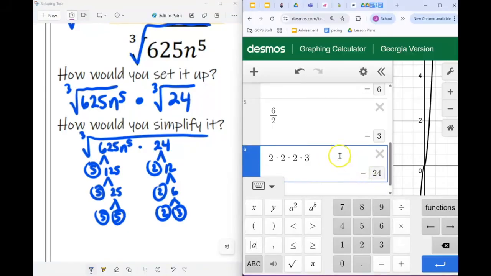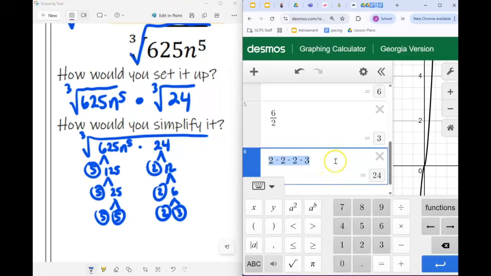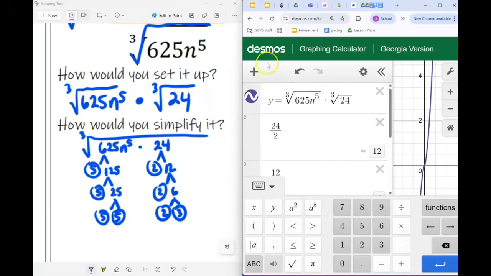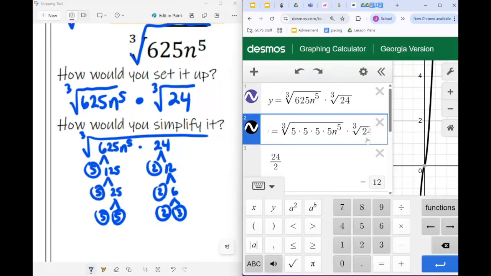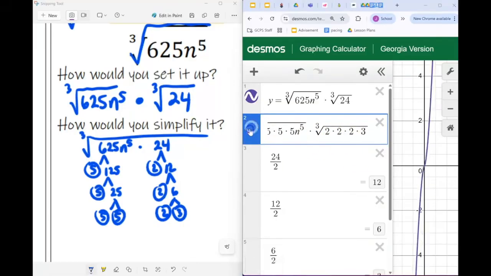Does that work? Yes, that's 24. So I'm going to copy this, Control C, and I'm going to come right here. Oops, undo. Come here where the 24 is, delete the 24 and put in my new thing. Did my graph still overlap? Yes. So we are good.